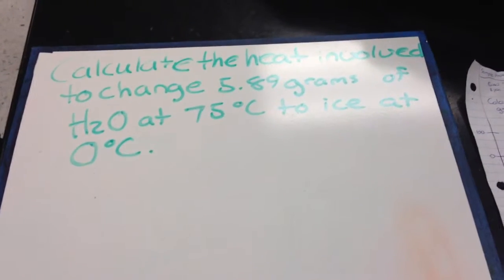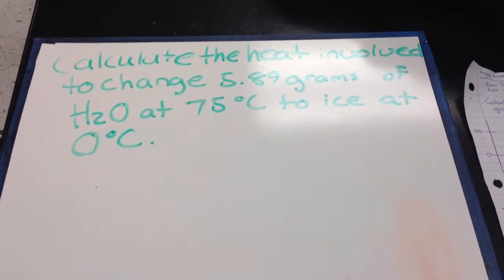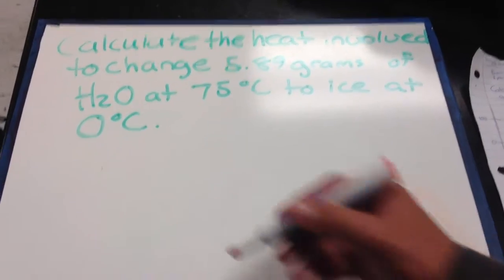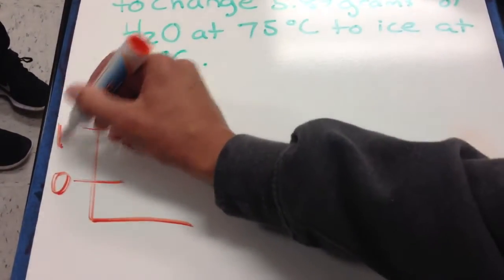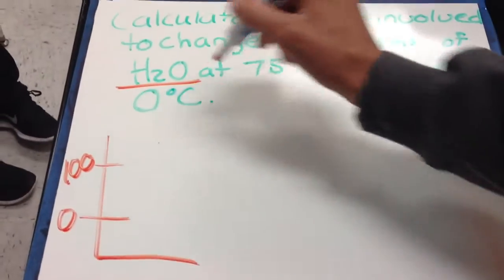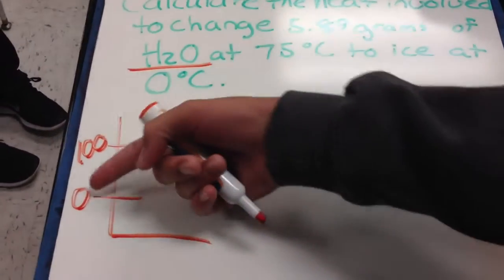What's that? You don't understand how to do it? Well, that's alright, we can help you out. First off, with any delta Q problem, we need our graph. And since we're still dealing with water, our units are 0 to 100.